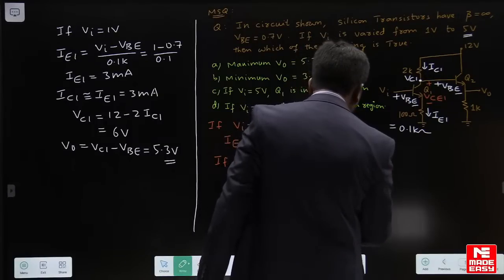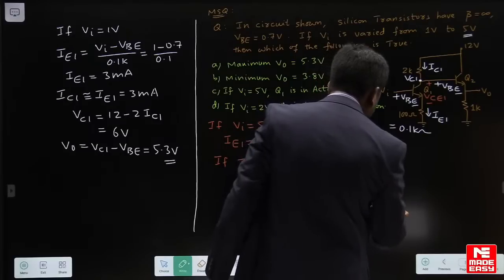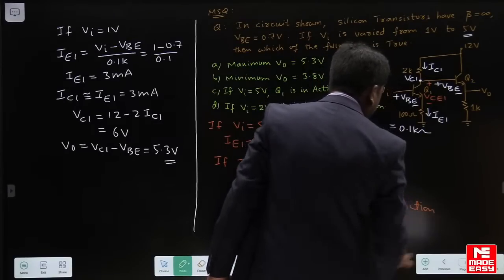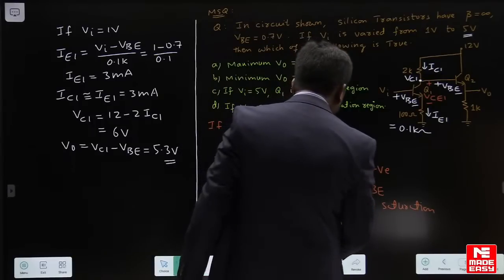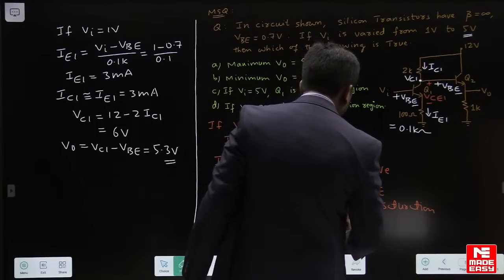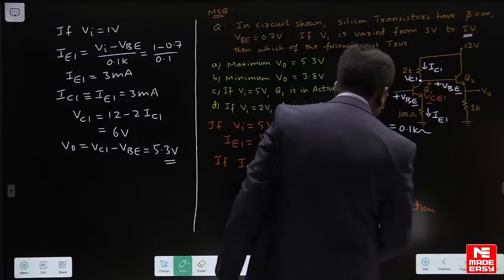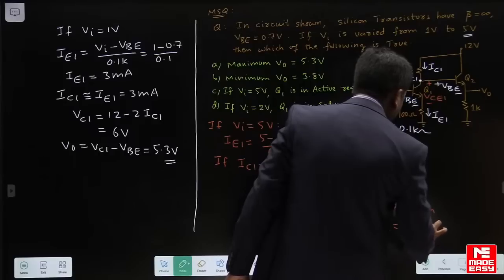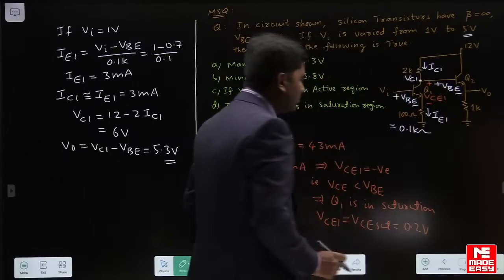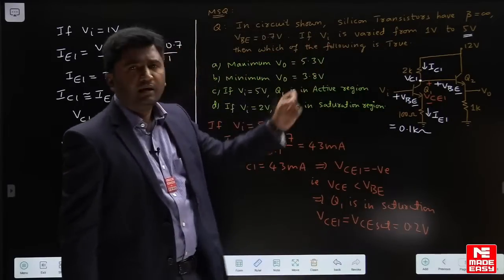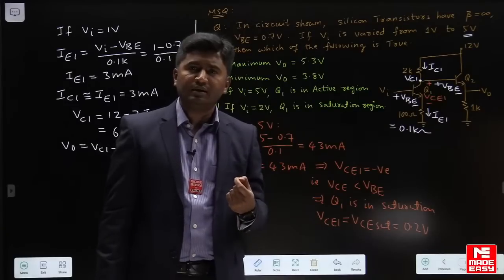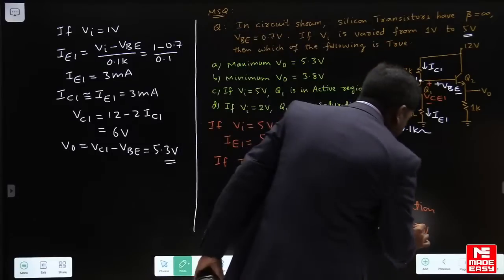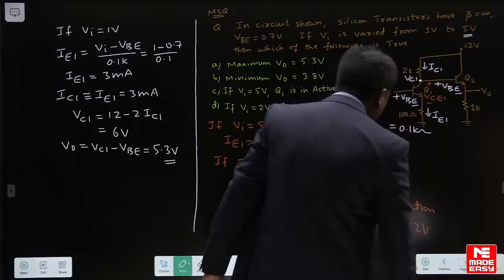Q1 is in saturation. And please remember, if a silicon transistor is in saturation, then that VCE1 can be taken as VCE sat. And VCE sat for a silicon transistor is 0.2 volt. It is mentioned in the question, silicon transistor, and everybody knows well, for a silicon transistor VCE saturation is how much? 0.2 volt. So I have taken VCE1 as VCE sat, 0.2 volt.